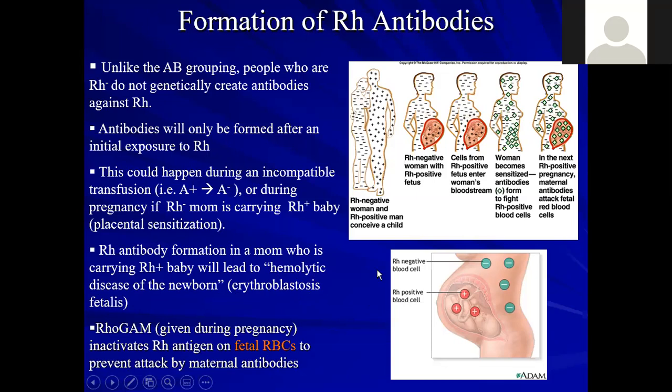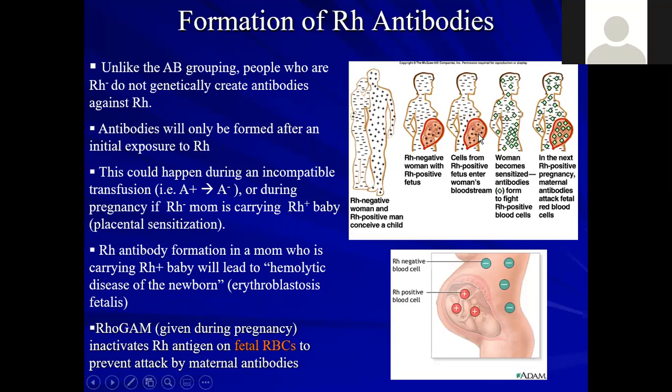Now, how does this occur? It will not happen during the first pregnancy. So if you take a look at an example, here's a couple. Say the eventual father is Rh positive. See all these little positive plus signs. Here, the potential mother is Rh negative. Just by the roll of the dice, this person is going to be carrying an Rh positive baby.